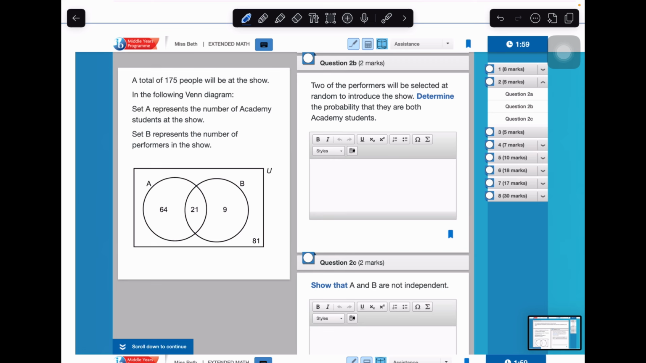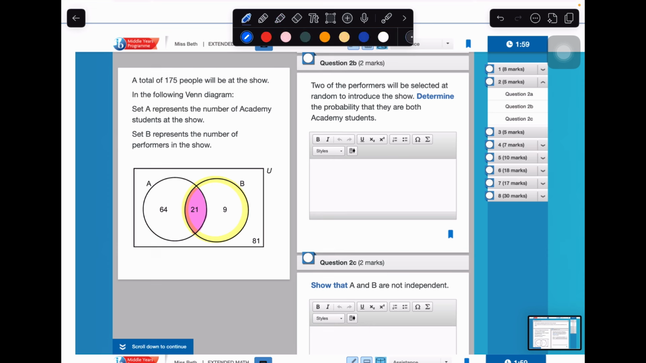Determine the probability that they are both academy students. So this follows on from 2A because we are still only looking at the performers, and then the probability that they are academy students as well. So we're going to pick 2 random students.